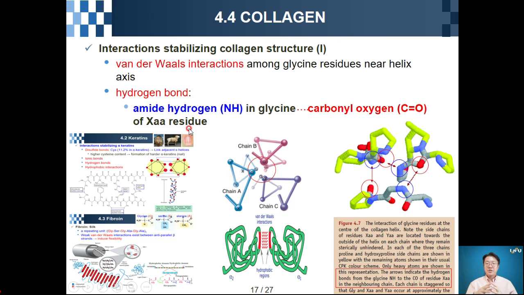The repeating unit of collagen is glycine, Xaa and Yaa. So the hydrogen bonding happens between glycine and Xaa, especially the amide hydrogen in the glycine and the carbonyl oxygen of the Xaa residue. Okay.